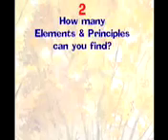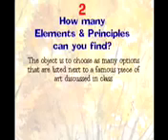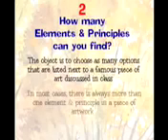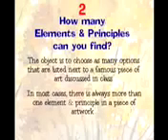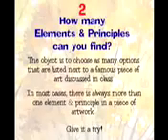Number 2, create a game where you try to look for elements and principles. Here the object is to choose as many options that are listed next to a famous piece of art discussed in class. In most cases, there is always more than one element or principle in a piece of artwork. Give it a try.